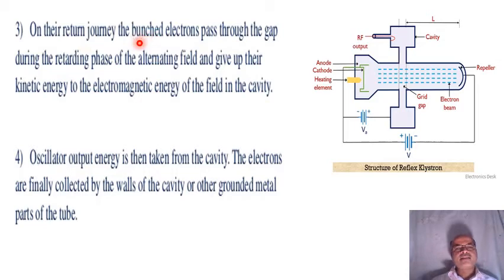Variation of electrons in drift space is known as velocity modulation. On their return journey, the bunched electrons pass through the gap as previously mentioned, during the retarding phase of the alternating field, and give up their kinetic energy to the electromagnetic energy of the field in the cavity. Oscillator output energy is then taken from the cavity. The electrons are finally collected by the walls of the cavity or other ground metal parts of the tube.